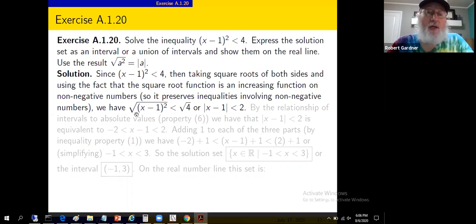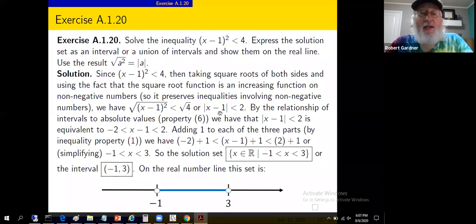When we do so, we get the square root of (x minus 1) squared. Well, they gave us the hint. When you take the square root of something squared, you get the absolute value of that something. In fact, that's an alternate way to define the absolute value. So we get the absolute value of x minus 1. On the right-hand side, we get the square root of 4, which is 2. So this question, upon taking square roots, translates into absolute value of x minus 1 is less than 2. Well, that we can deal with. That's like the example we did two examples back.